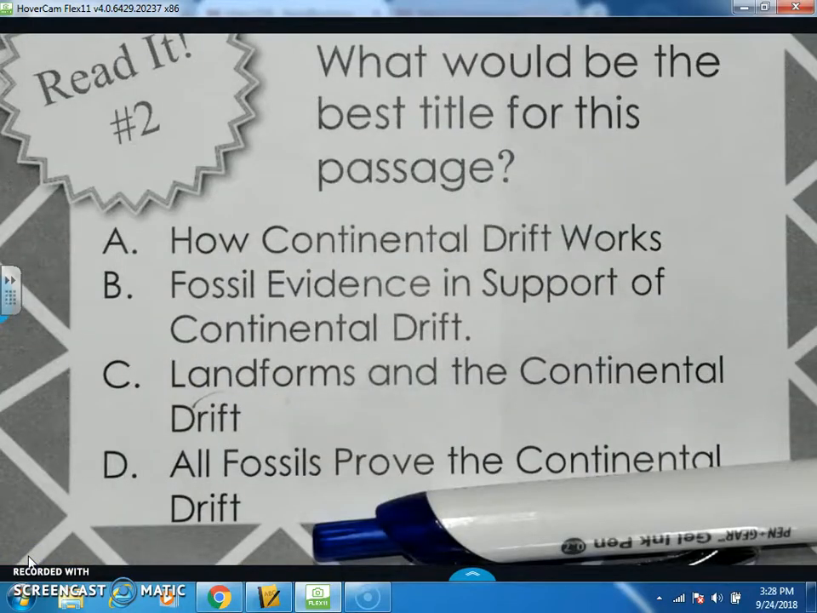Number 2, what would be the best title for this passage? How Continental Drift Works, or B would be the correct answer: Fossil evidence and support of continental drift. The whole entire article was about fossils.